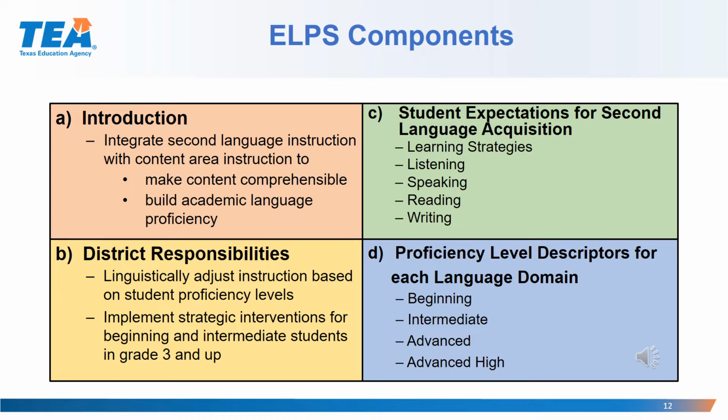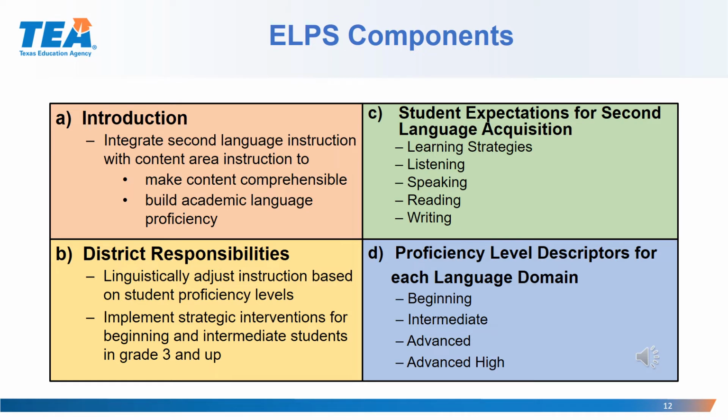Section C, Student Expectations for Second Language Acquisition, contains student expectations that specify what students need to learn to acquire a second language for academic purposes. The learning strategies maximize progress in the 4 language domains of listening, speaking, reading, and writing.